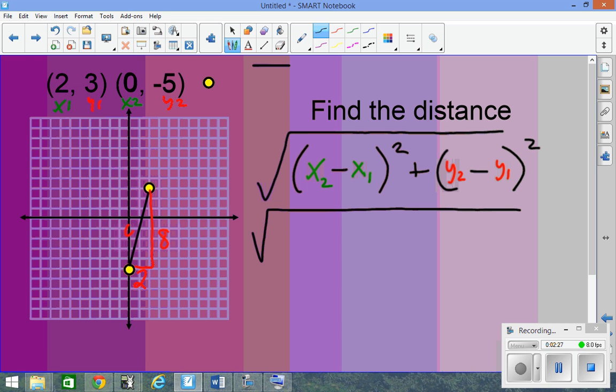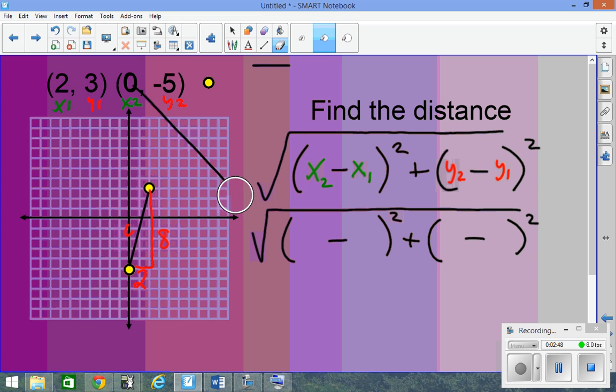So the square root is not going to change. These values are not going to change. So what is going to change? Well, we'll plug in the values here. So the x2 coordinate is 0. So we're going to plug that in there. And the x1 coordinate is 2. So we're going to plug that in there.